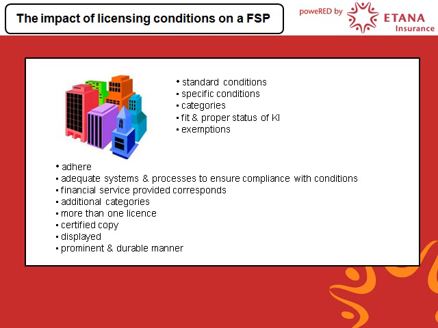An FSP may request additional product categories to be added to its license, and it may also have more than one license because the structure of the business may be such that products are grouped together, which makes it logical to have a specific license for that part of the business. The FAIS Act requires that a certified copy of the FSP license must be displayed in a prominent and durable manner within every business premises of the FSP.